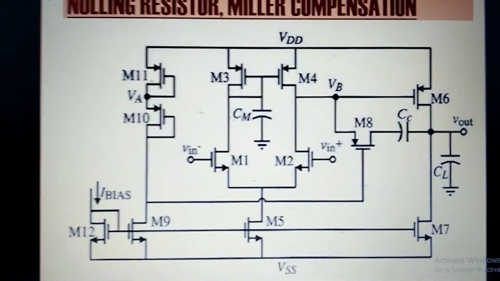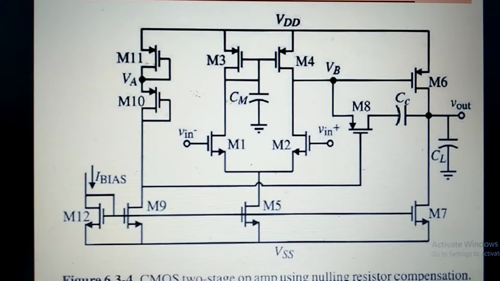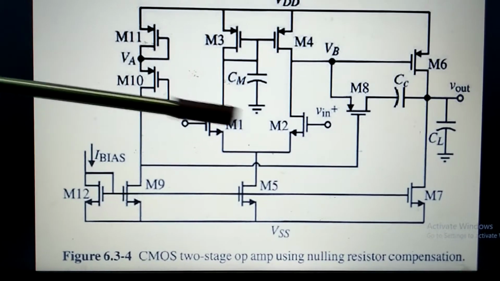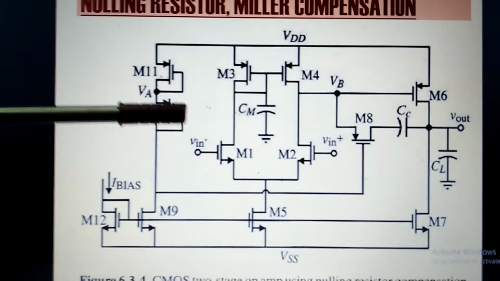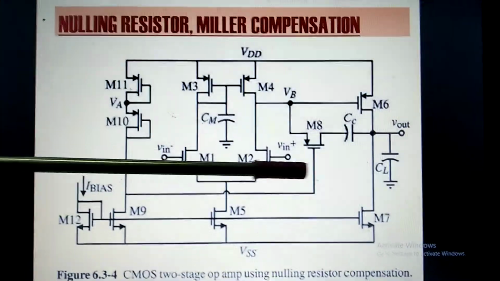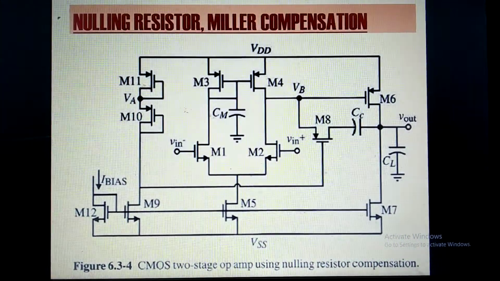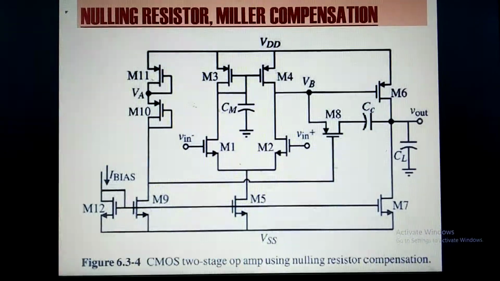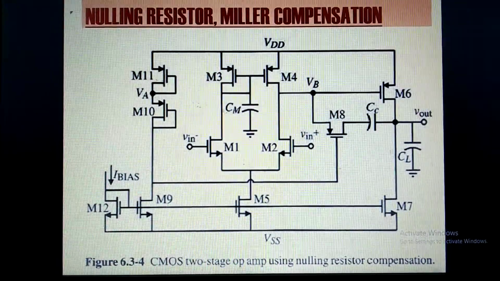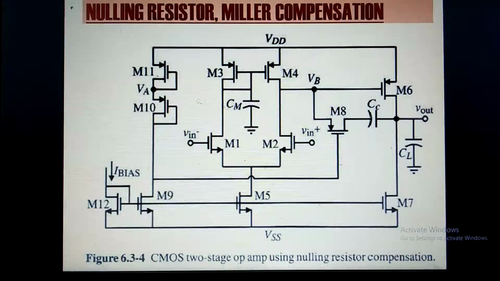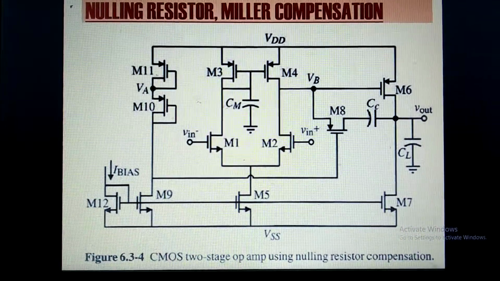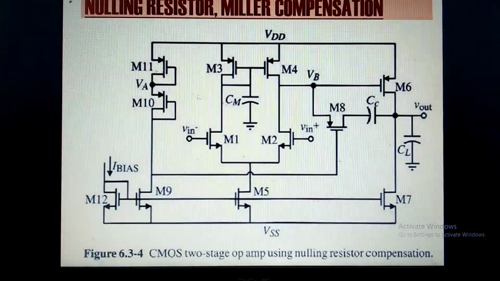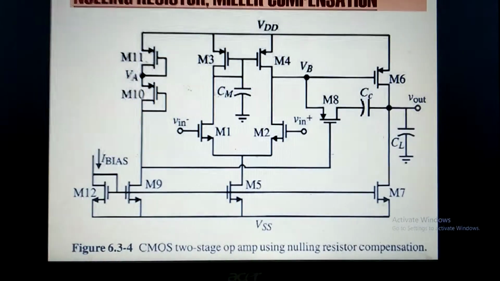We see that this is the figure of the nulling compensation scheme using the transistor M8. So there is one M8 transistor, and through this M8 transistor one compensation capacitor is attached. This transistor M8 is controlled by the control voltage VC that adjusts the resistor so that it maintains a proper value over process variation.